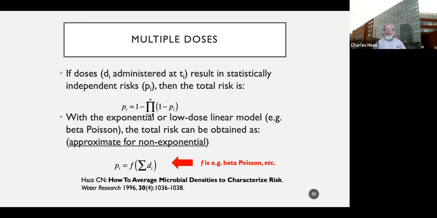For low-dose linear models, as long as the risk is low and the dose is low, and low-dose linear, as I said, applies to both exponential and beta-Poisson, really all you need to do is to add up the doses and apply your dose-response model to the summation of concentrations. If you're at a higher risk and higher dose regime, then you have to start out with this, calculate the risk at each day, and do the extended product. And for more details, here's the reference to that result.